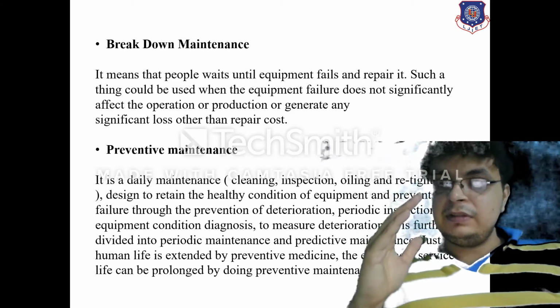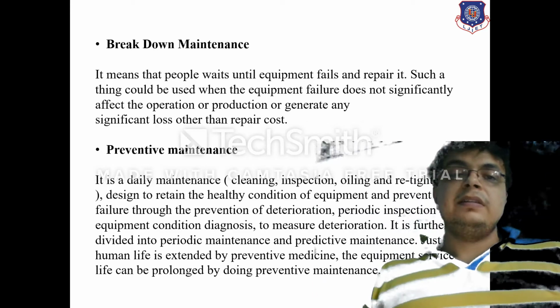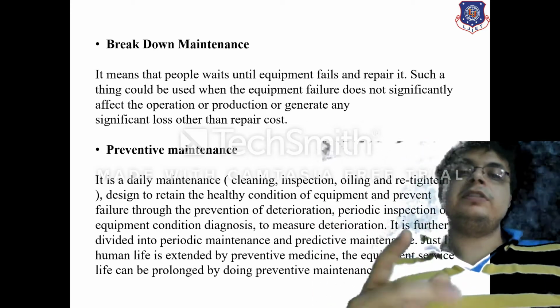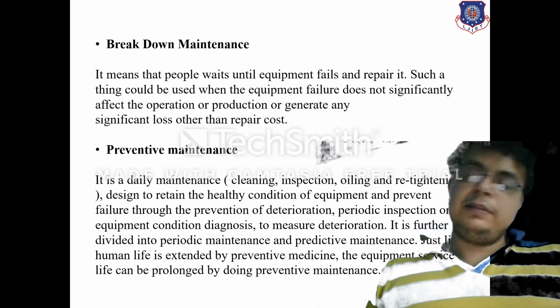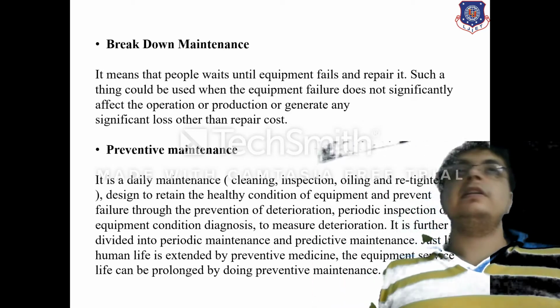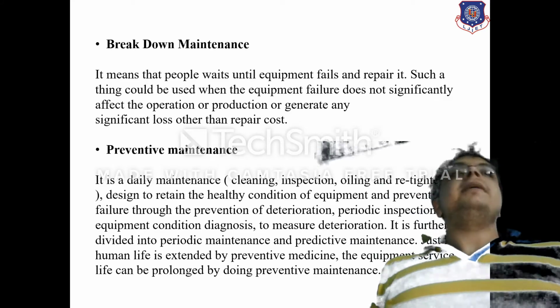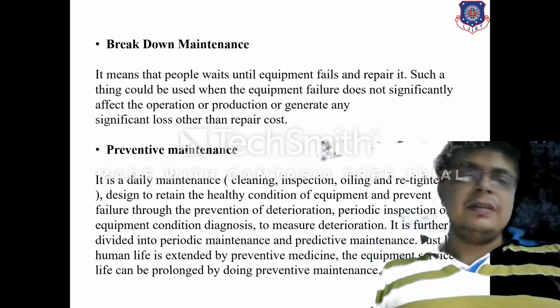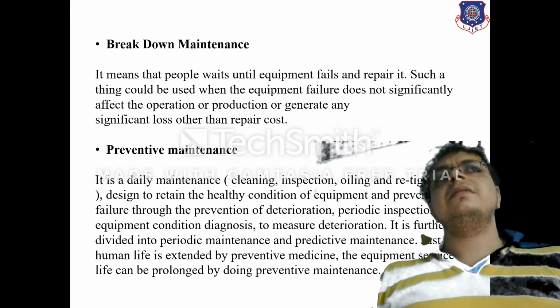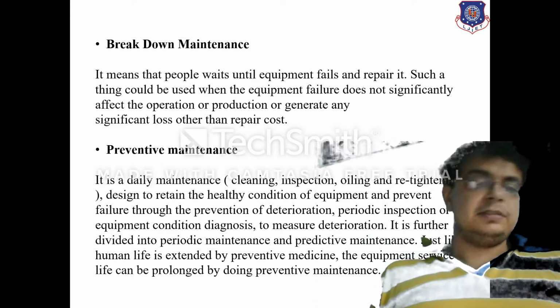Such type of thing will never affect the operation or production or generate a significant loss to the repair cost. So if the maintenance is done in such a way, then it can be termed as breakdown maintenance. Next is preventive maintenance, meaning we will prevent the occurrence of the disruption.